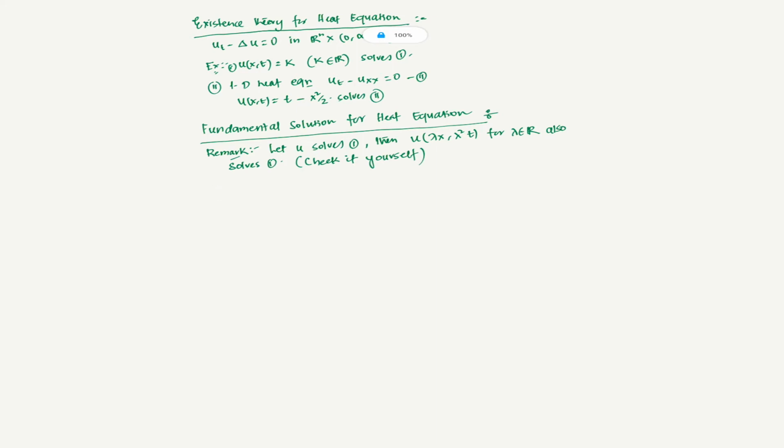solutions of the form u of x, t equals 1 by t power alpha, some function v of x by t power beta. Clear? Here alpha, beta are in R, and v from Rn to R is the unknown.